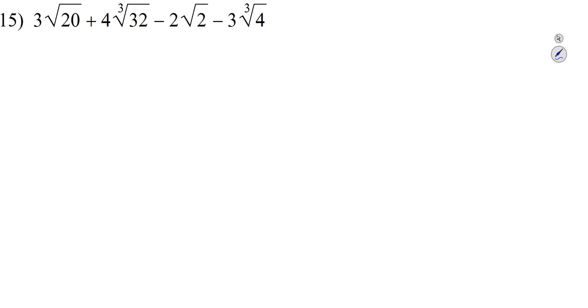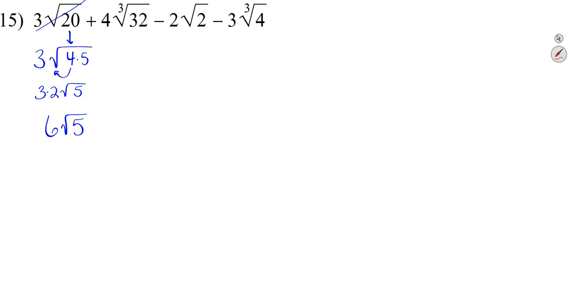First, with the square root of 20, we need to see if we can split that into a perfect square and another factor. And we can. 4 times 5 is 20. What's the square root of 4? It's 2. So that leaves us with 3 times 2 times the square root of 5, which is just 6 square roots of 5. And so that one is taken care of.